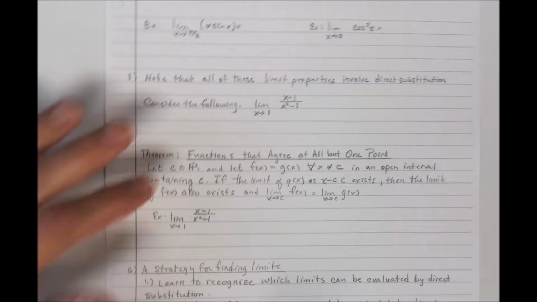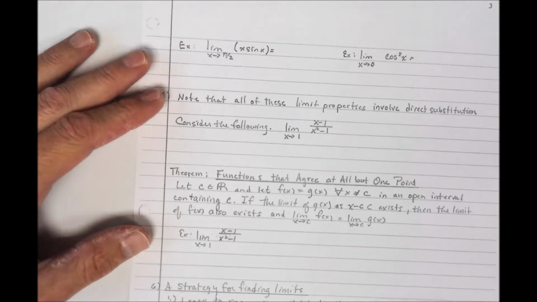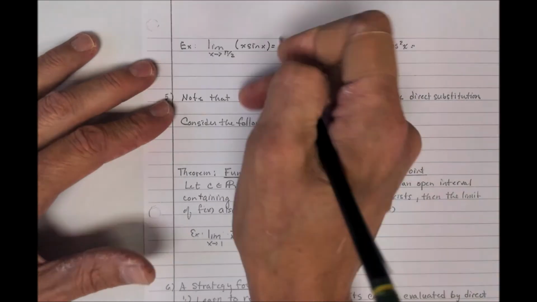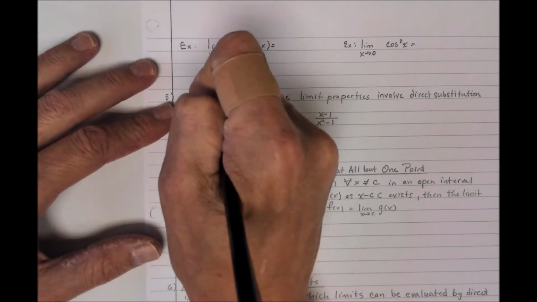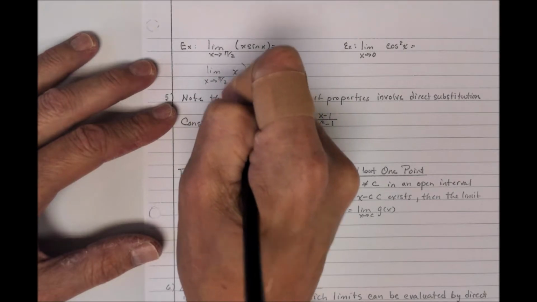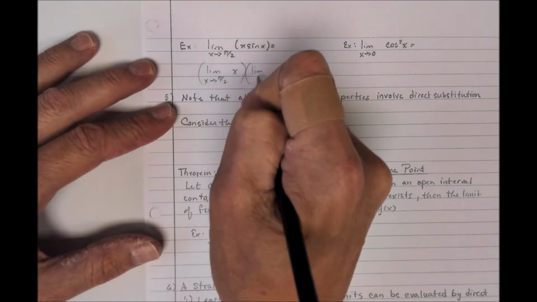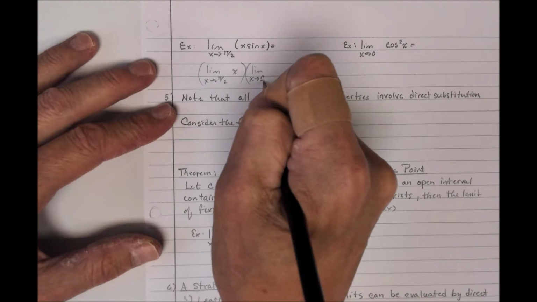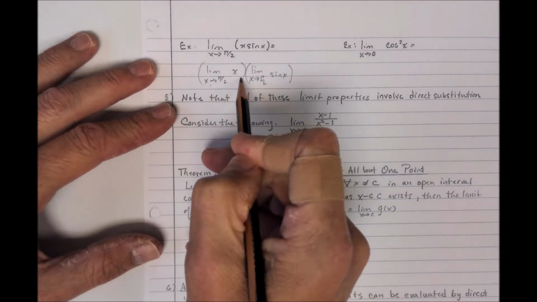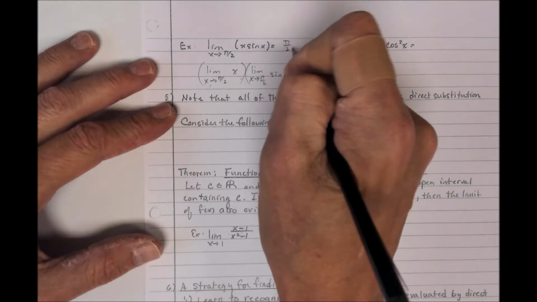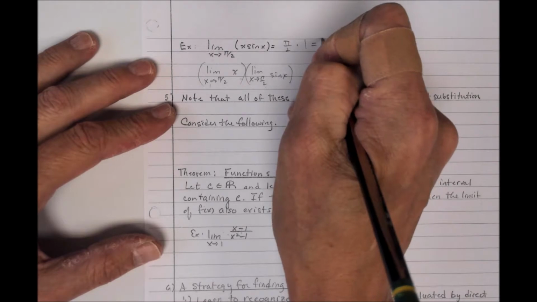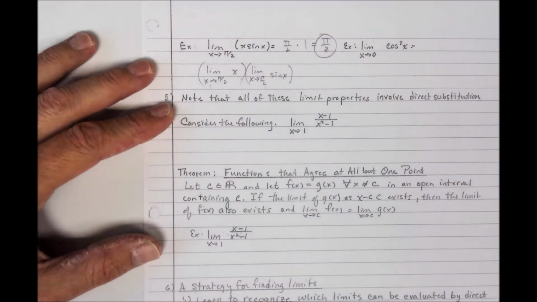All right, if we consider these next two limits here, the limit as x approaches pi over 2 of x times the sine of x, this should be equal to, using my properties, the limit as x approaches pi over 2 of x times the limit as x approaches pi over 2 of the sine of x. Well, this is going to be just pi over 2 times the sine of pi over 2, which is 1. So my limit is pi over 2.